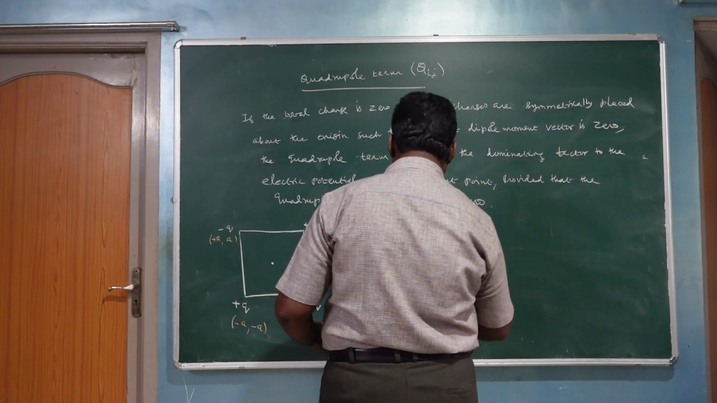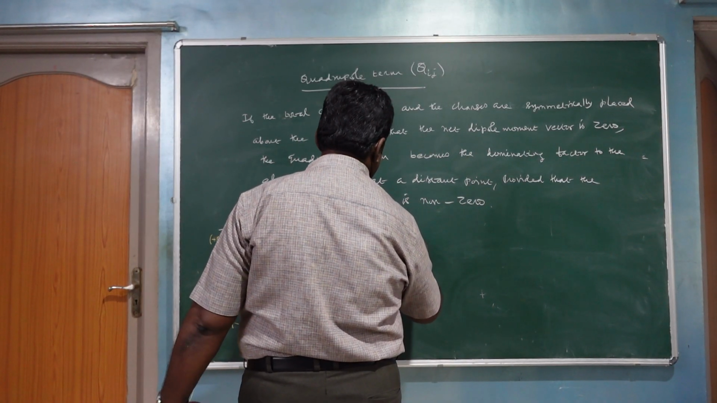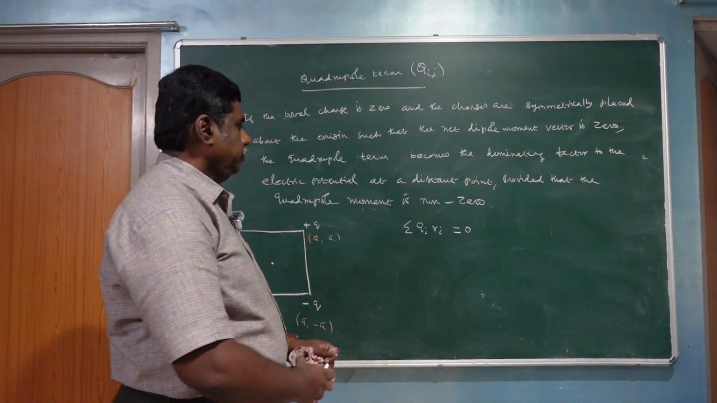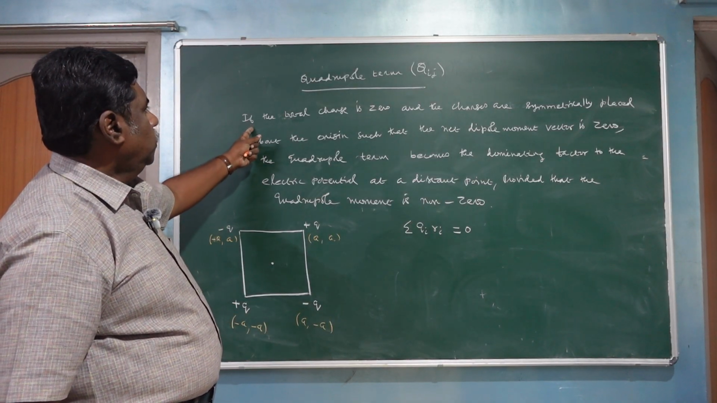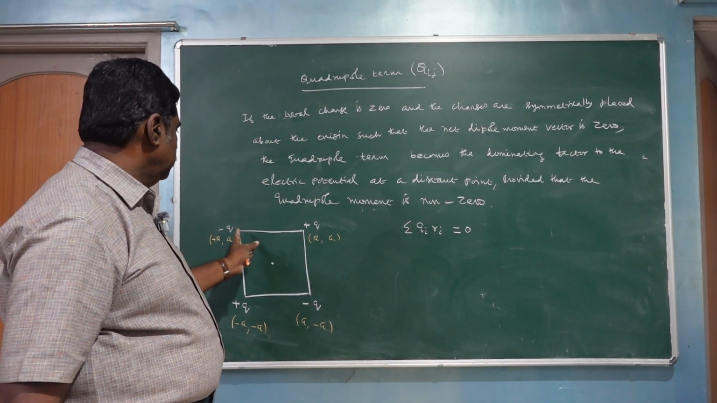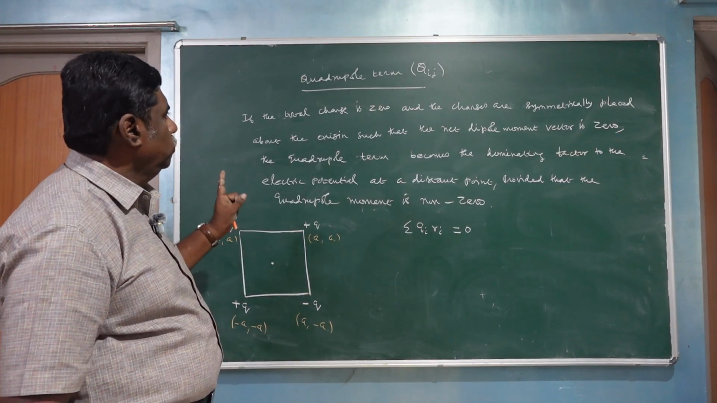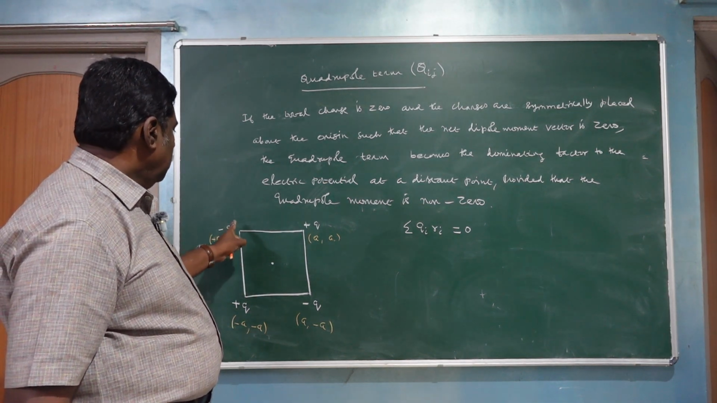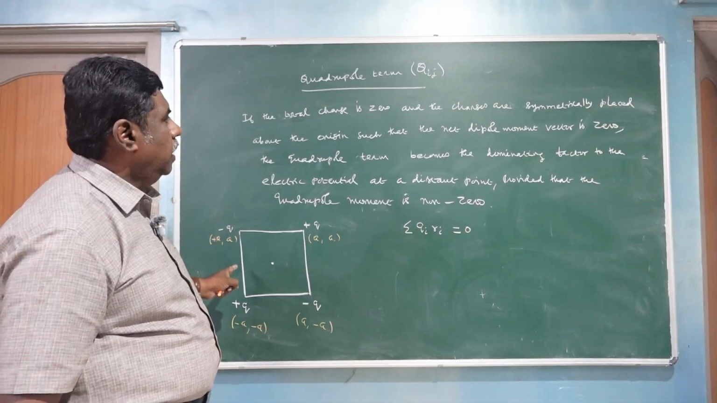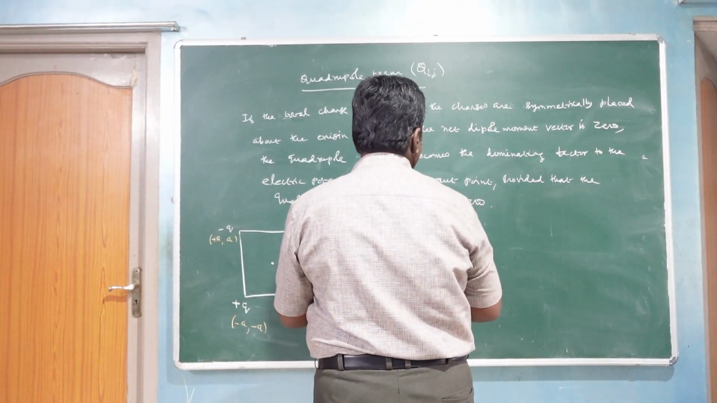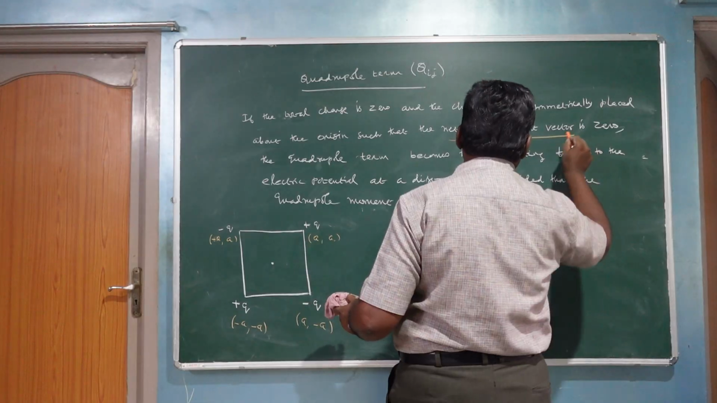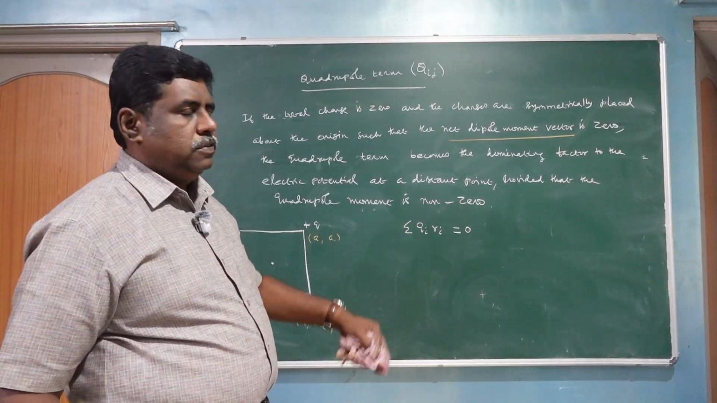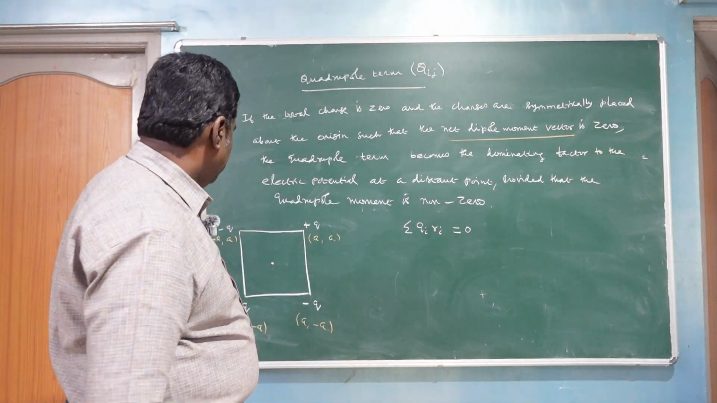Now, we have to prove that summation over Qi Ri equal to 0. See this. If the total charge is 0, sum of all these charges minus Q plus Q minus Q plus Q, 0. And the charges are symmetrically placed about the origin. From the origin, all these 4 charges are symmetrically placed. And then we have to prove the net dipole moment vector is 0. This is the dipole moment vector.